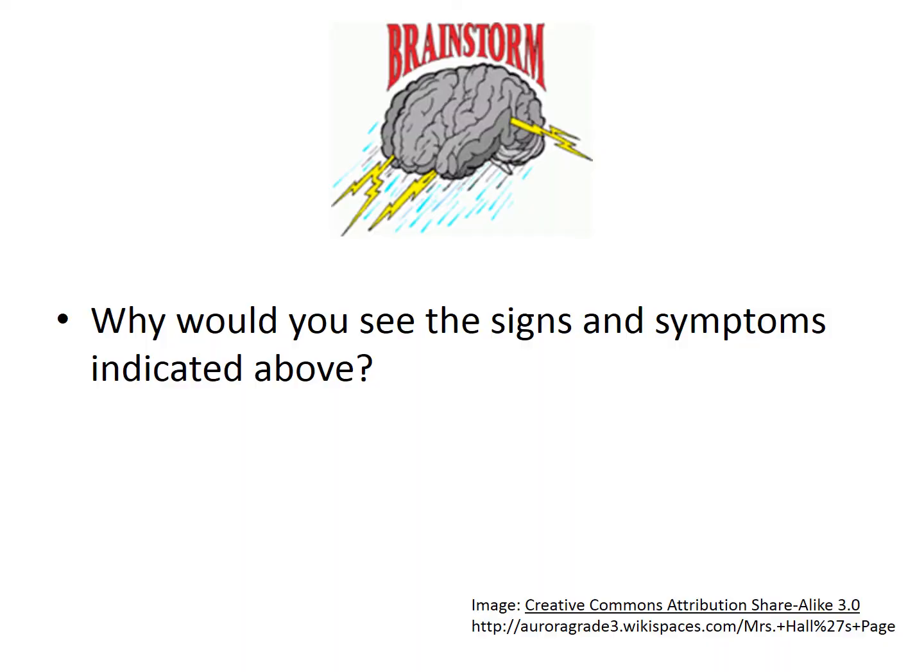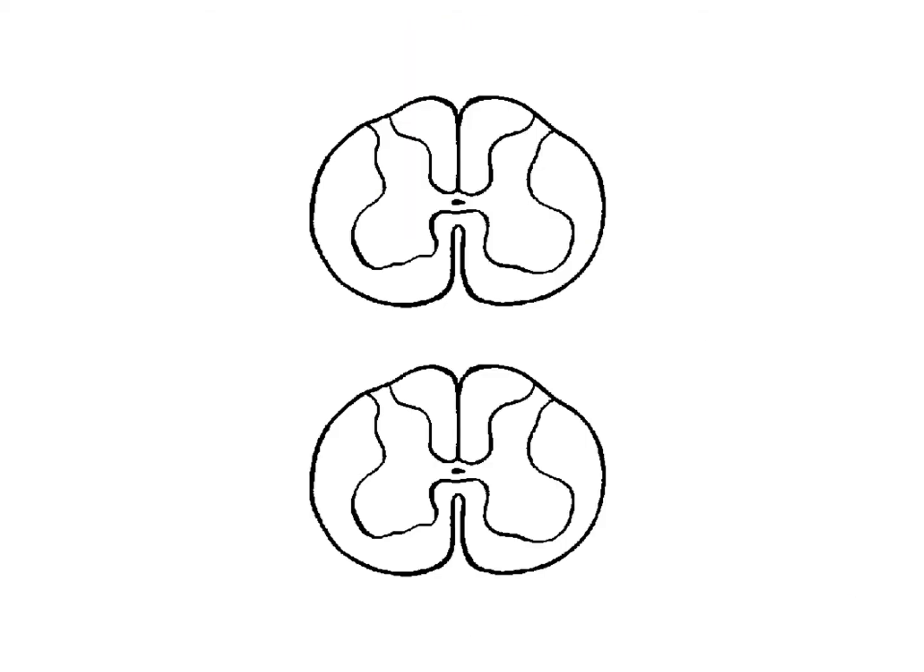And now a brainstorm for discussion with your peers. Why would you see the different signs and symptoms that I indicated in the previous slides? Let's draw out what a Brown-Séquard looks like.